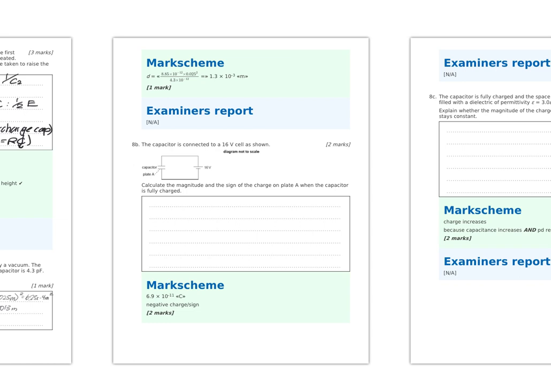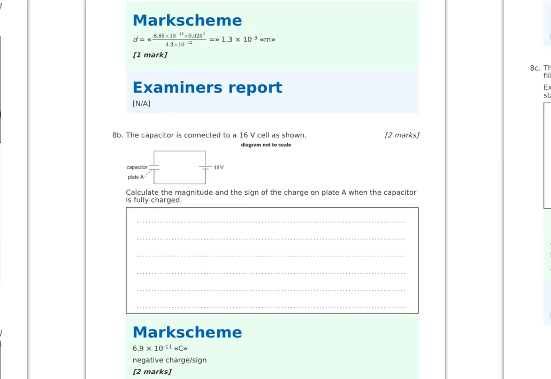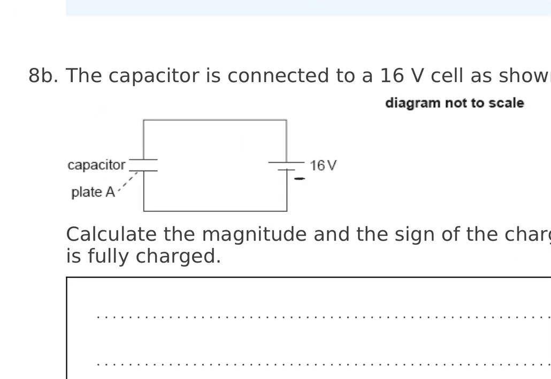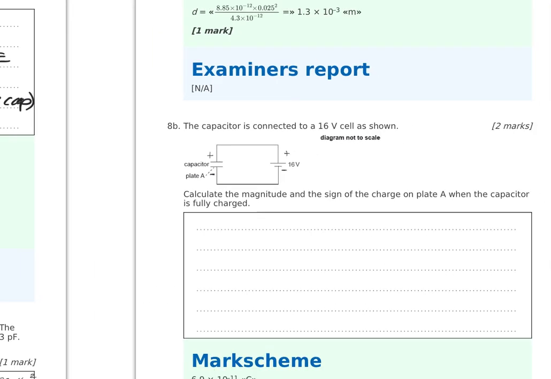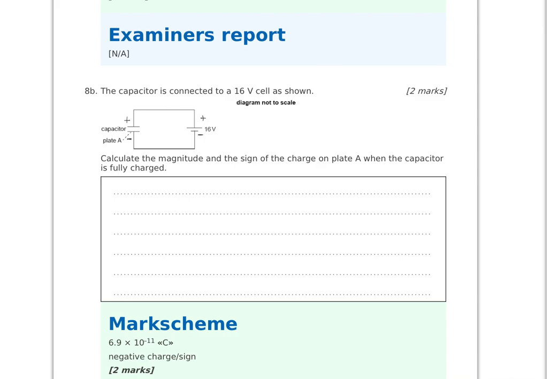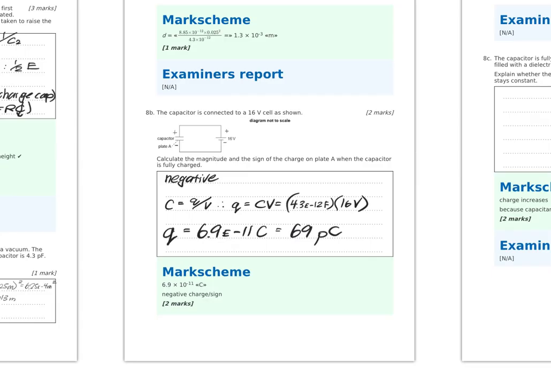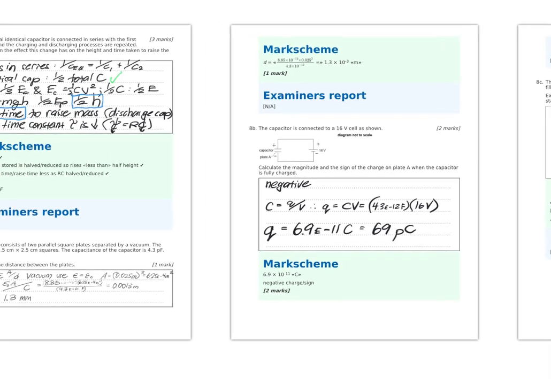All right. 8b. Capacitor is put on a battery, 16 volts. What's the magnitude and sign of charge on plate A when the capacitor is fully charged? Well, I can tell you that the sign is negative because based on the orientation of the cell, I can see that the negative terminal of the cell is on the bottom. So plate A is going to be negative and the other side is going to be positive. As for the amount of charge, that needs to be calculated. So when you run it through, we get 69 picocoulombs, 6.9 times 10 to the negative 11 coulombs.